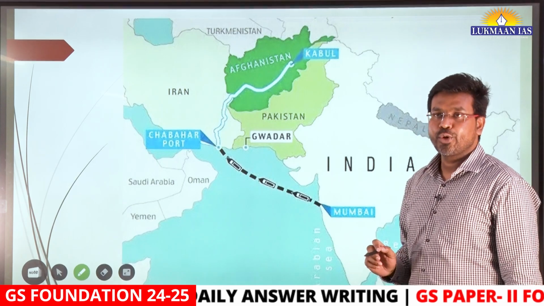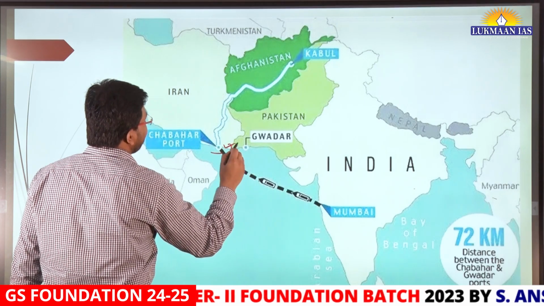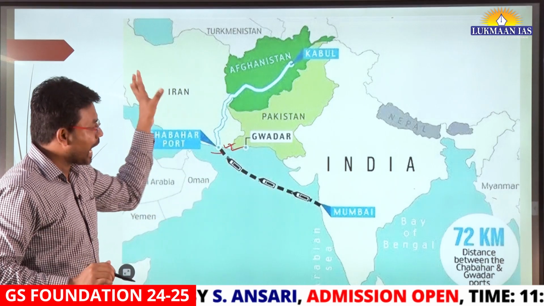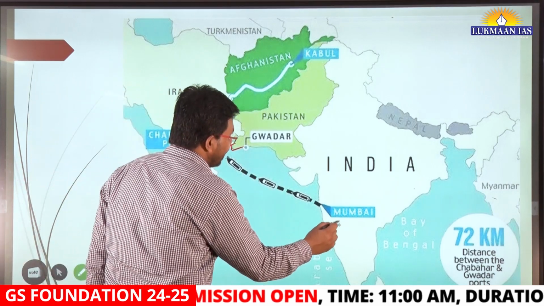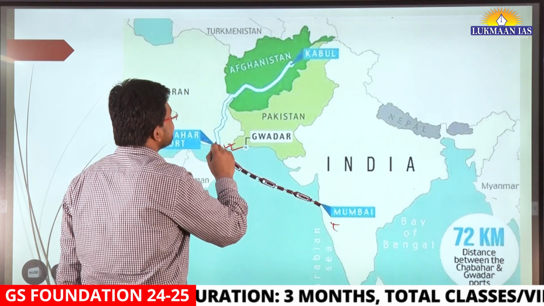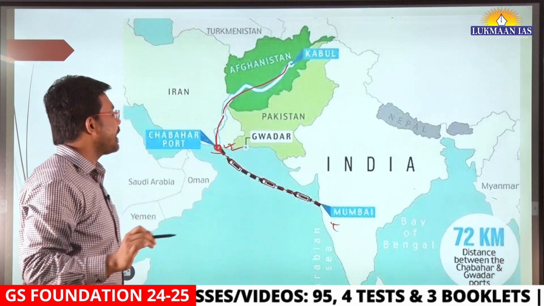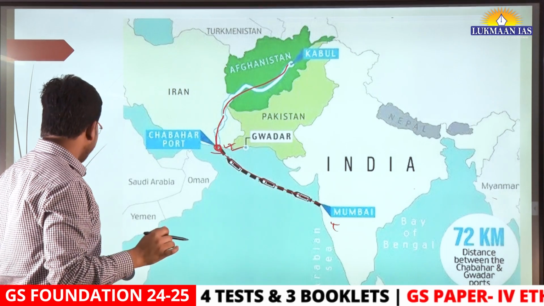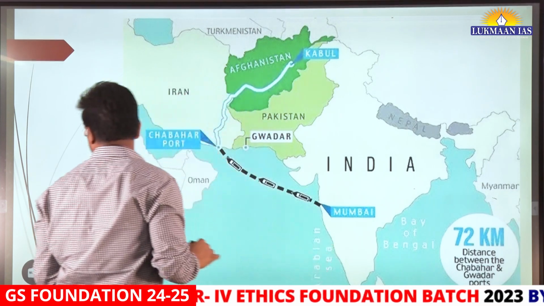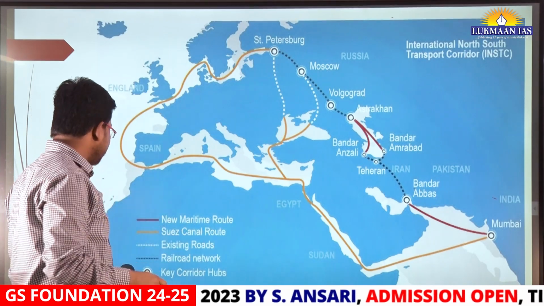So where is Chabahar port located? This is the location of Chabahar port. This is Iran. How is Chabahar port helpful? From India, we can send cargo ships carrying goods, and these goods can be shifted from India to Iran and then to Afghanistan, and we will be able to bypass Pakistan. So for bypassing Pakistan, we are using Chabahar port of Iran.